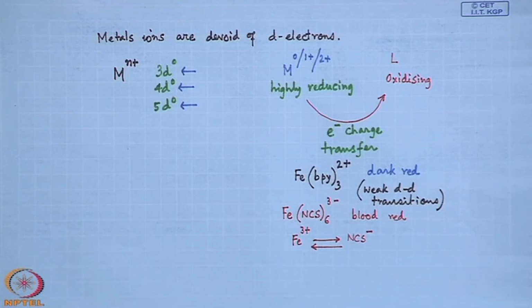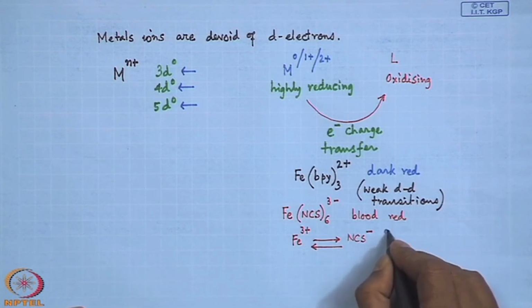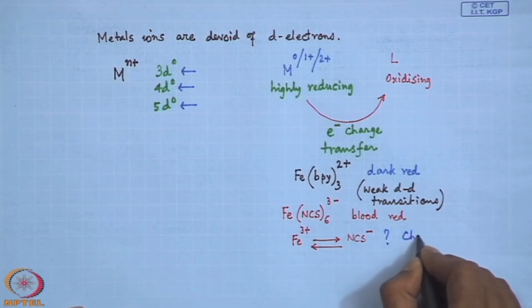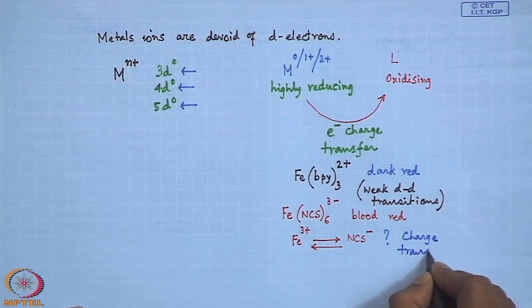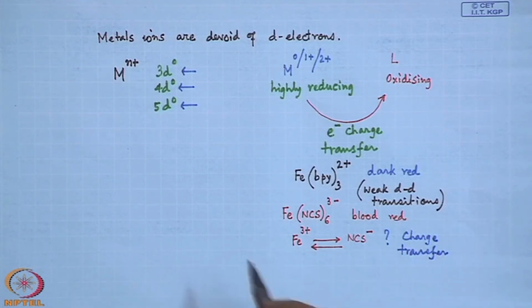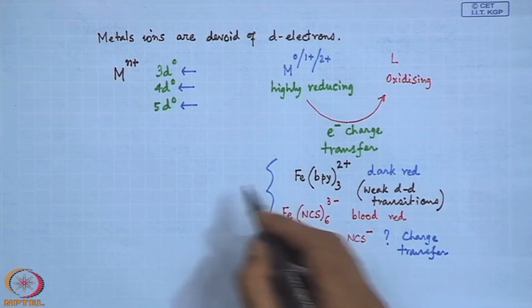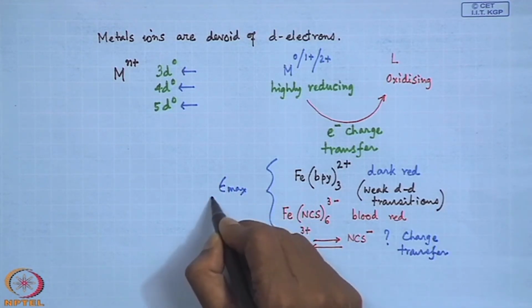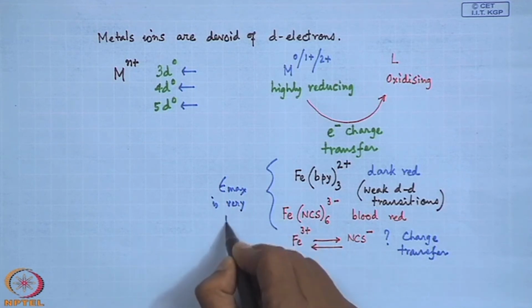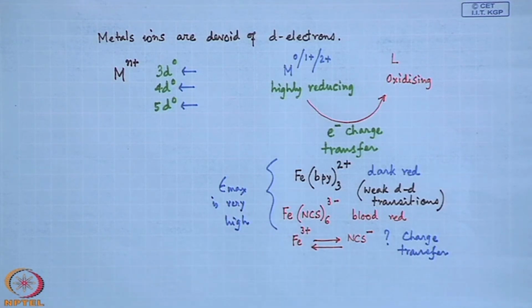So, in which direction basically we will find the corresponding charge transfer, we will see, but in these two cases the epsilon max is very high. So, that basically tells us that we are just dealing with some species where the corresponding complexes are showing the charge transfer species.